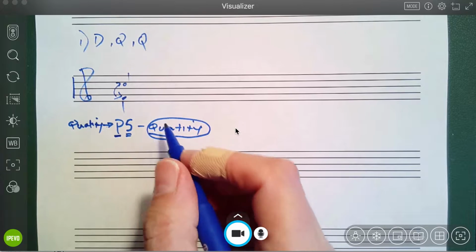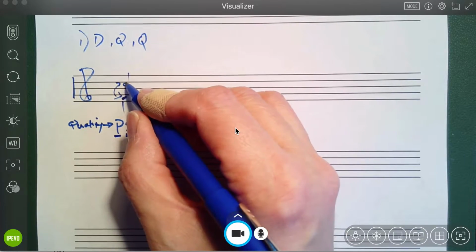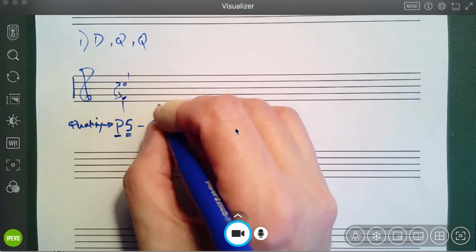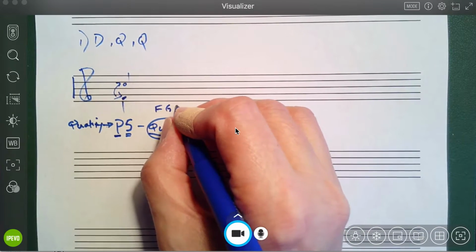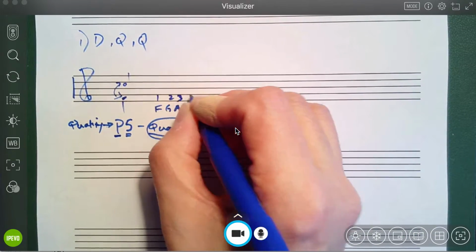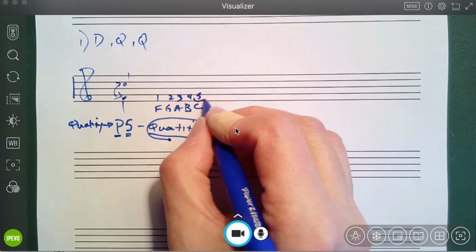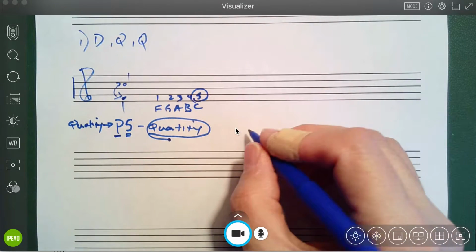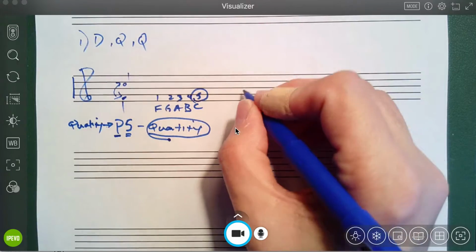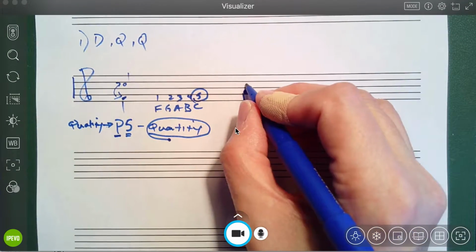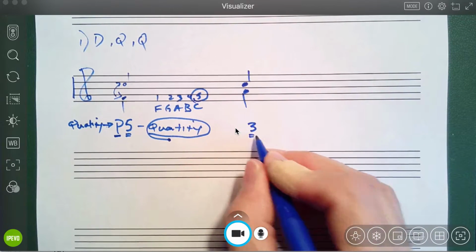Quantity is the number of steps from the first note to the second note. So here, from F to C, we've got F, G, A, B, C, which is 1, 2, 3, 4, 5. Therefore, this is a fifth. So if I wanted a third above A, I would say A, B, C, and C would be a third.